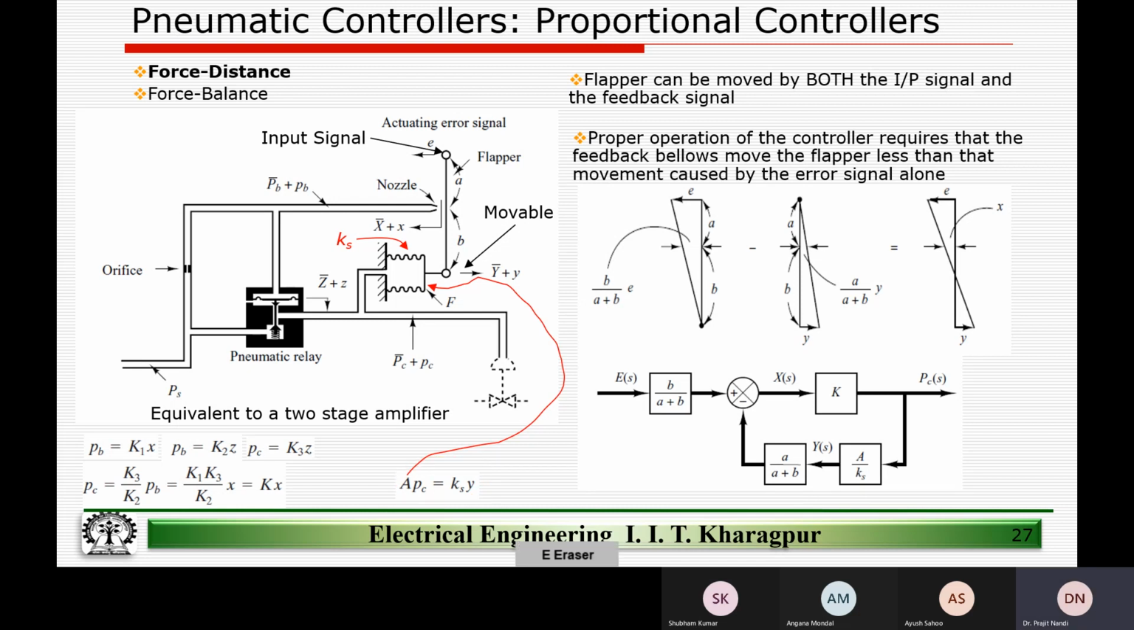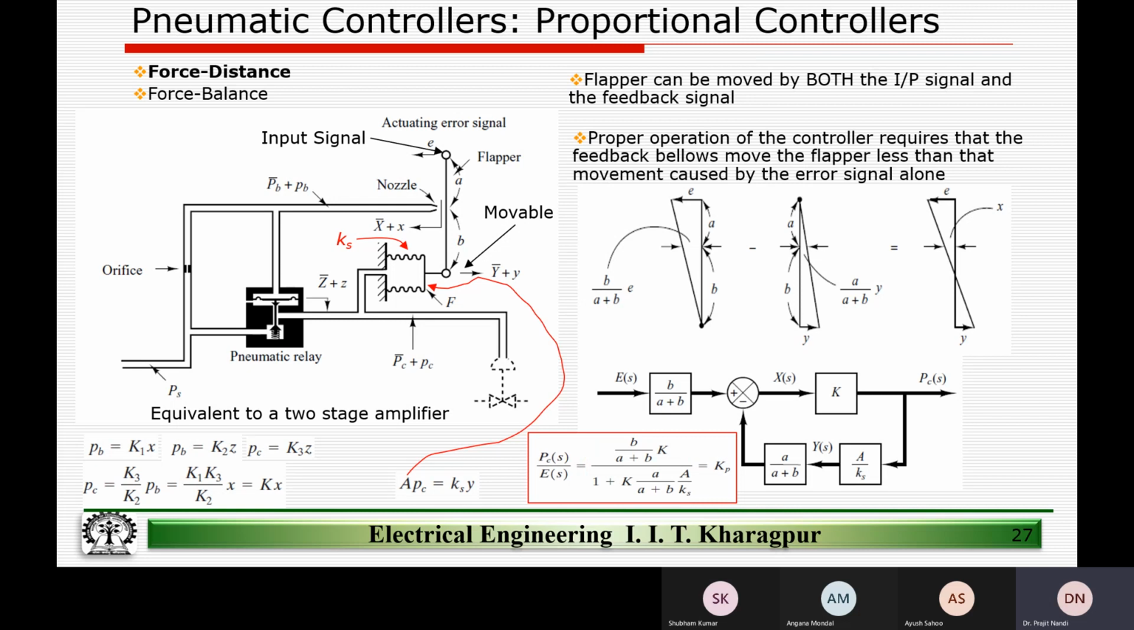Now that we have our block diagram completed, what will the transfer function look like? The final control pressure PC divided by ES. If we do the algebra here, we will see that all these are constant, and this is KP, and hence the name proportional controller. Any questions up to this point? So here, using feedback, we have been able to realize a proportional controller.